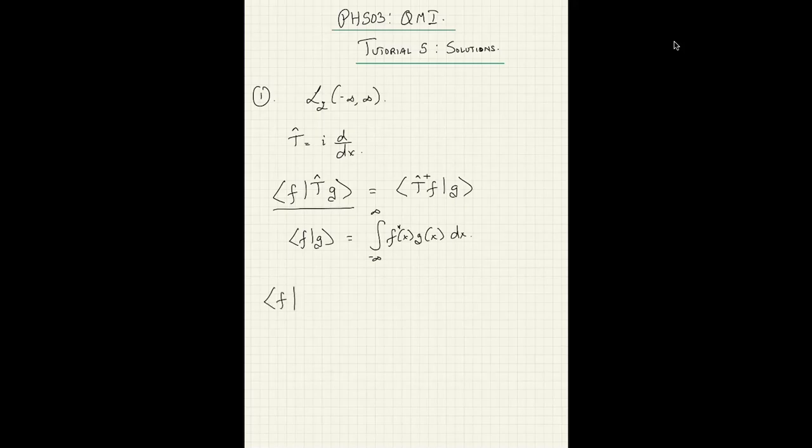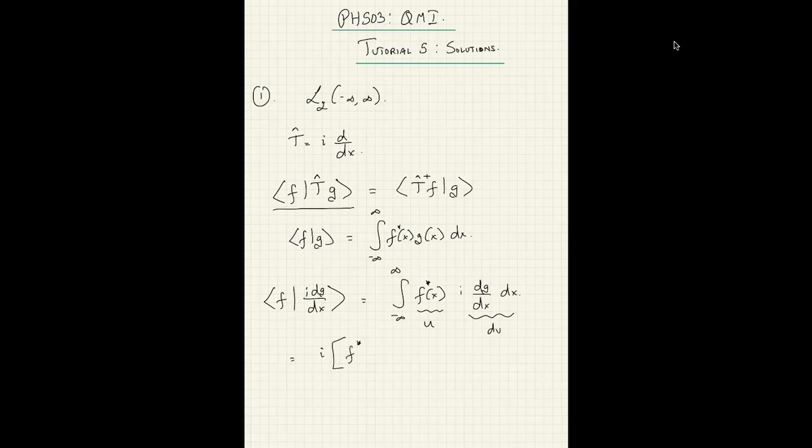So I want to evaluate ⟨f, i dg/dx⟩. So this is equal to the integral from minus infinity to infinity of f star of x, i dg/dx, dx, okay? Now the way to approach this problem, as we have demonstrated in the class also when we talked about the d/dx operator, is to do an integration by parts. So let's do an integration by parts. So this is i. Now I will imagine that this is my dv and this is my u. So the formula is uv minus integral v du.